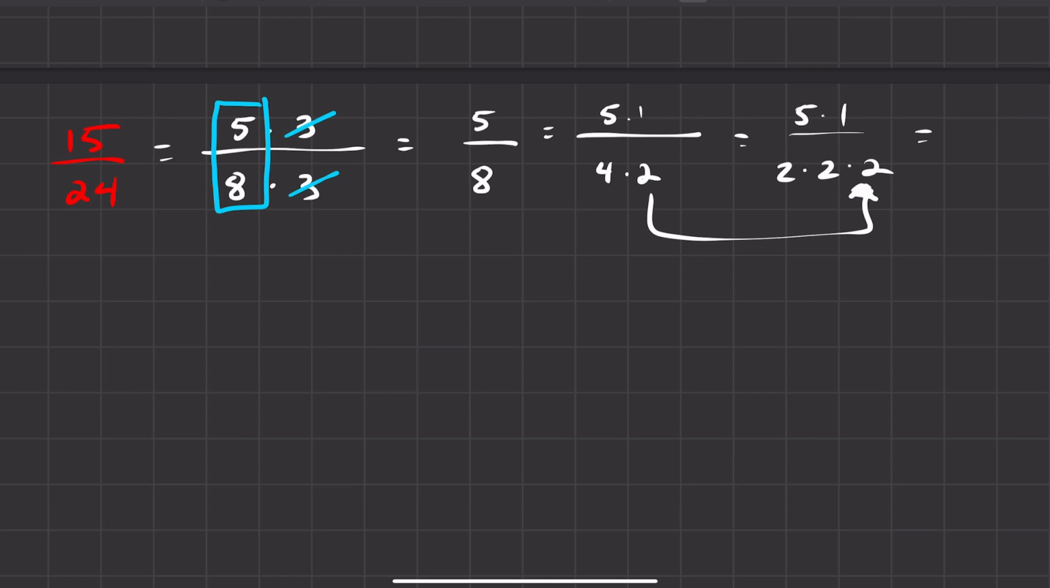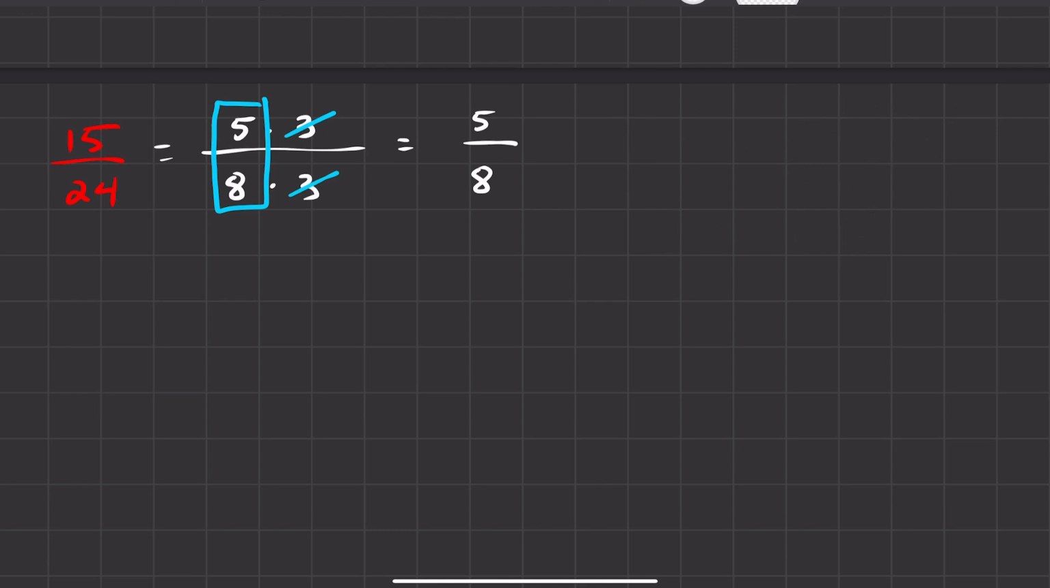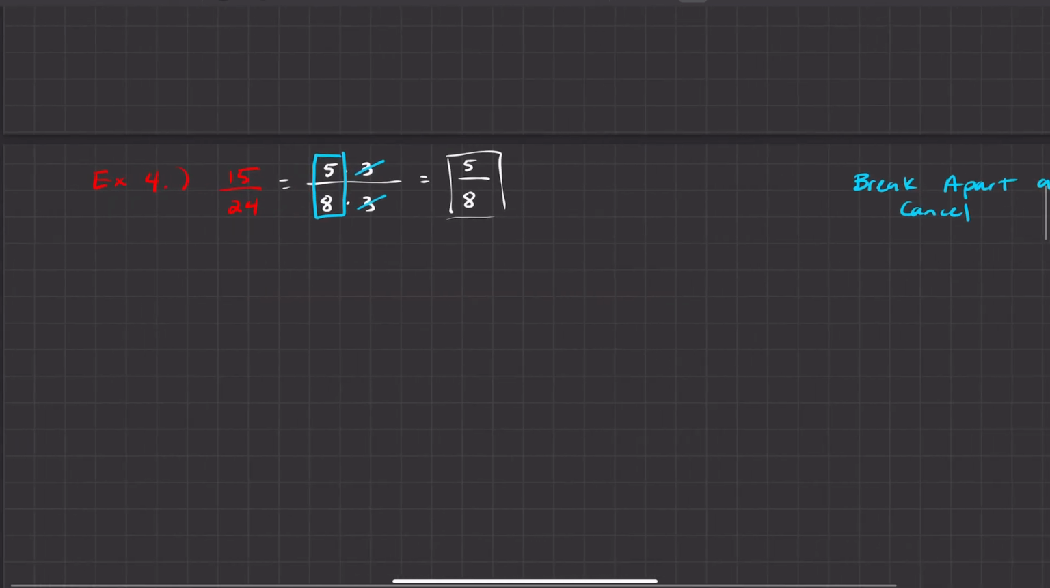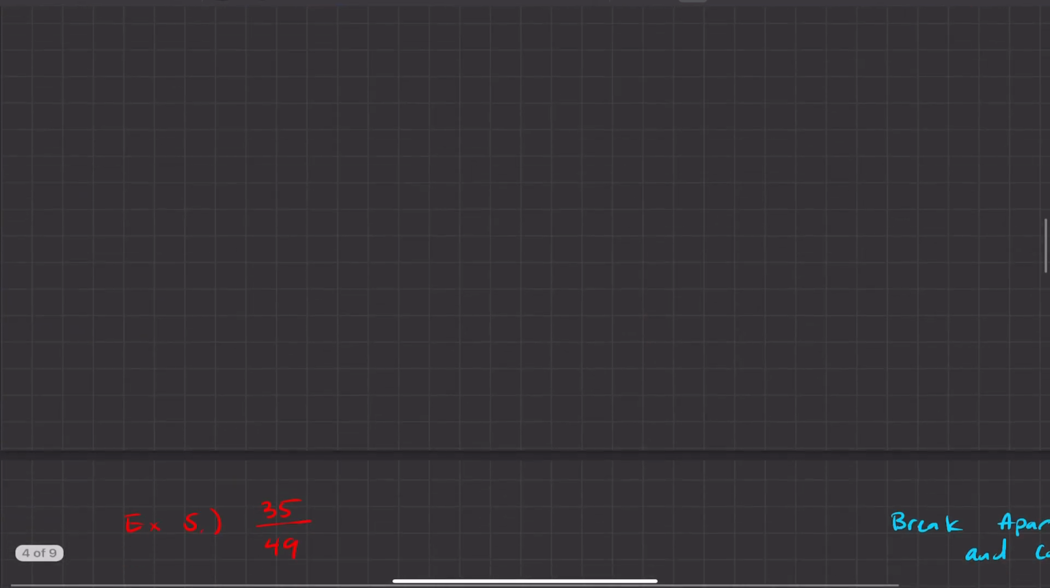And then I look at the top and bottom, I'm like, okay, well, it appears that I cannot cancel anything top and bottom. So what does this mean for 5 over 8? This stuff is unnecessary now, and your answer is just 5 over 8. That's simplified. Great. Let's go ahead and do another one.